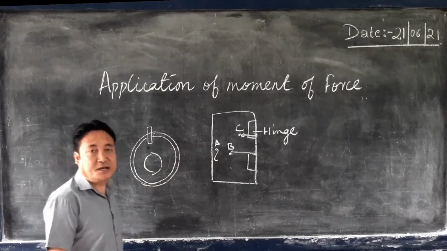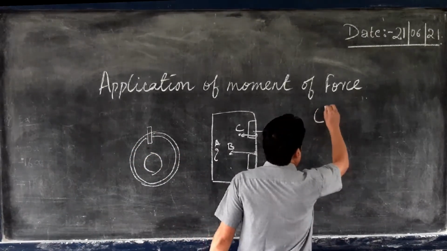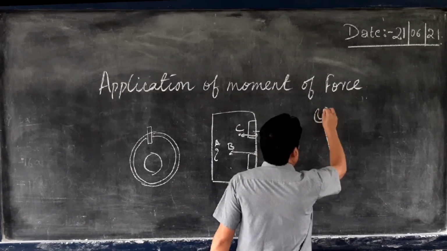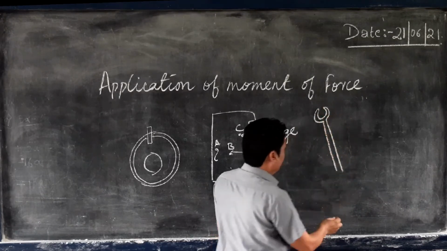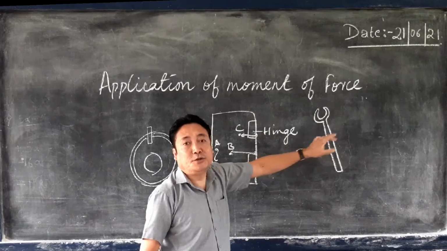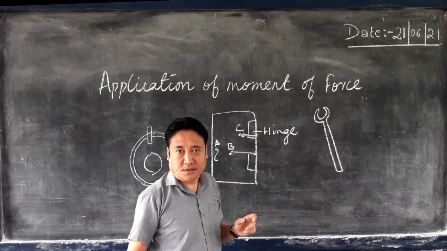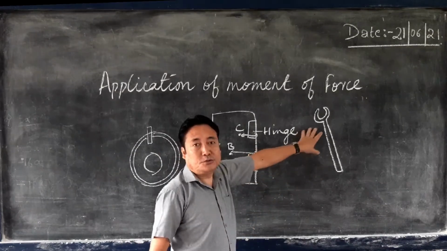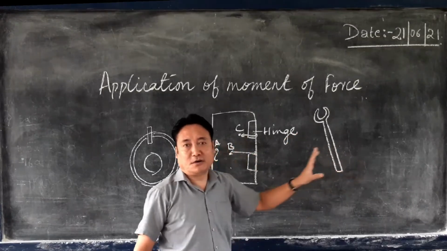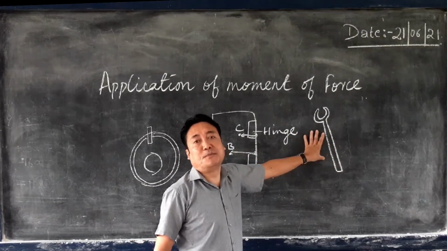The third one is the hand spanner. This is the spanner here, and the handle of the spanner is very long. This spanner is used to tighten or loosen the nut. And the handle of the spanner is very long. Now, why is the handle of the spanner very long? In order to increase the moment arm.